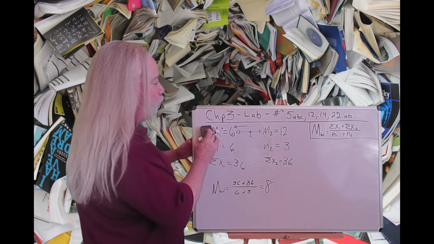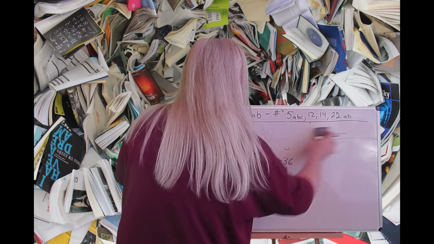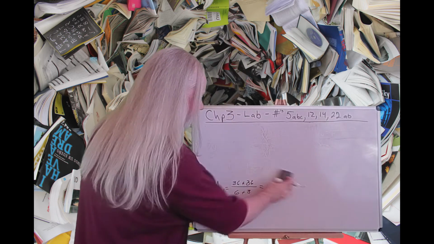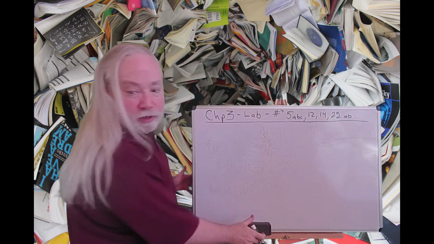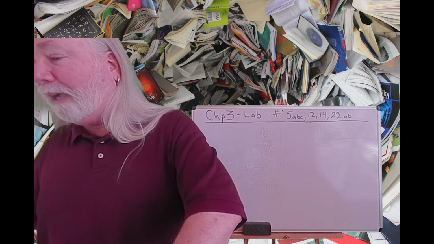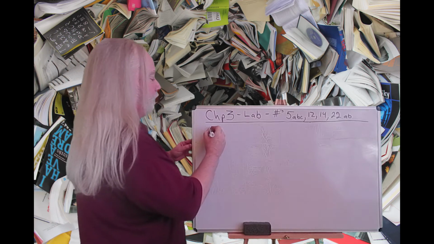Next up, question 12. Very much like examples I did in the lecture videos. So question 12 says, a sample of 5 scores has a mean of 12.